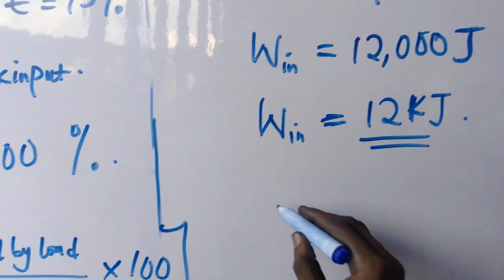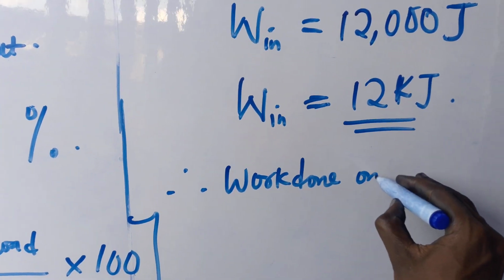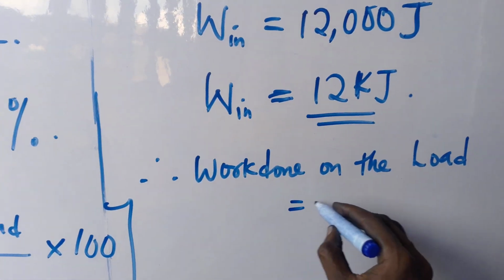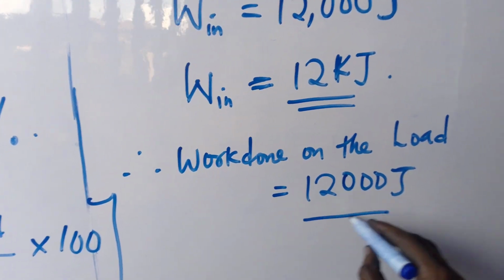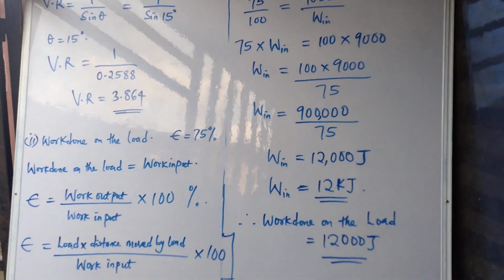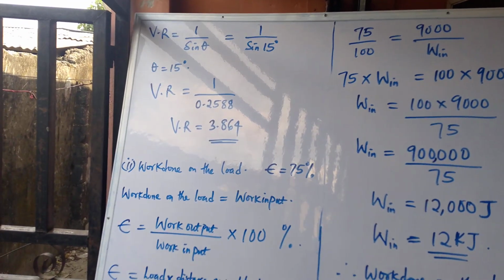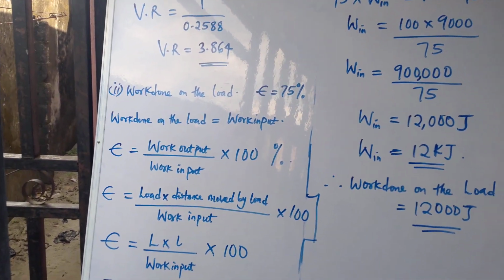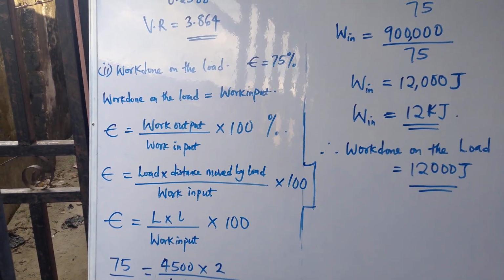Okay, therefore work done on the load is equal to 12,000 joules or 12 kilojoules. Okay, so take note of that. So we have solved that question. So observe everything we did. We first found the velocity ratio as 3.864, and then we used the formula for efficiency, the work output over work input. The work input is the work done on the load.